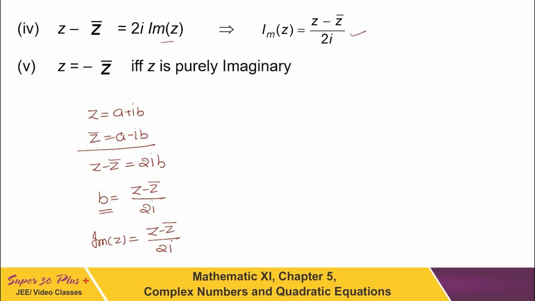Here it is mentioned. Property number 5, if z is equal to minus of z bar, then z is a purely imaginary number. Let z is equal to 3 iota. Then what is the value of z bar? z bar is minus 3 iota. You can put the value of 3 iota here. It is equal to minus of z. Then we can say that if z is equal to minus z bar, then z is a purely imaginary number.